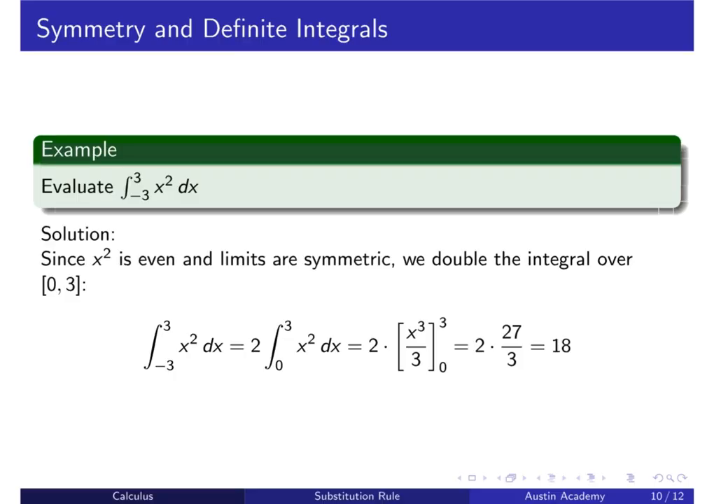Example 6. Now let's evaluate the integral from negative 3 to 3 of x squared dx. x squared is an even function. So we double the integral from 0 to 3, 2 times the integral from 0 to 3 of x squared dx. That gives 2 times open bracket x cubed over 3, evaluated from 0 to 3. So that's 2 times 27 over 3, or 18.